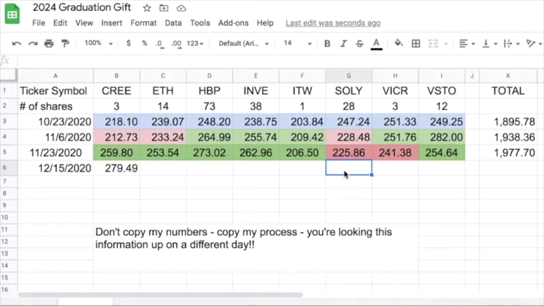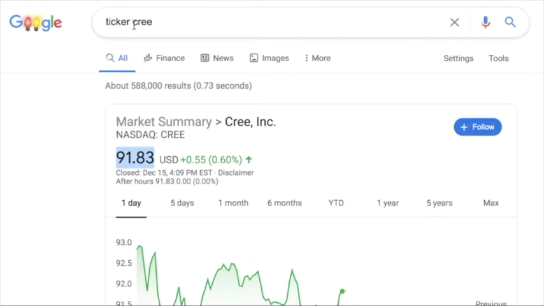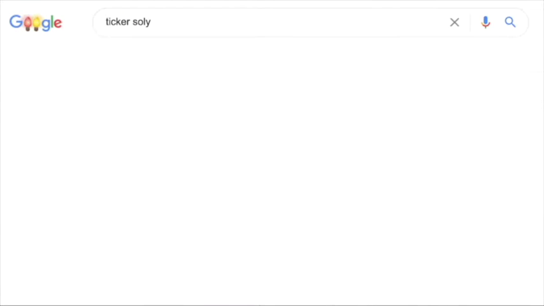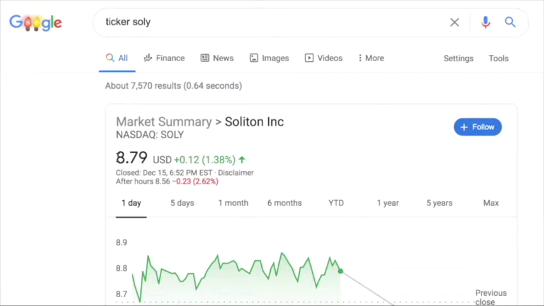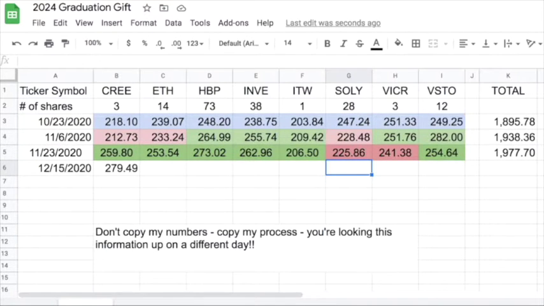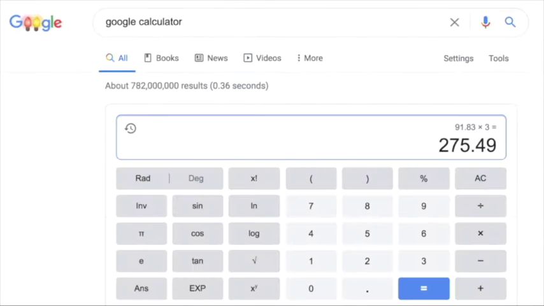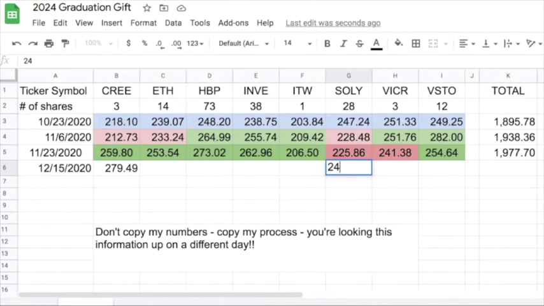Let's look at this one that keeps going down. Soli. Ticker. SOLY. One share is worth $8.79. We have 28 of those shares. So 28 times 8.79 is $246.12. All right, it's still down from where we bought it, but it's starting to come back up, which is a good thing. Let me check one more, just so once again you see the process.